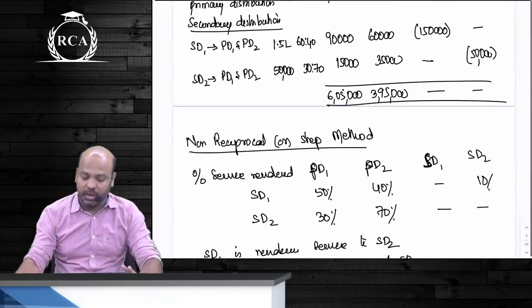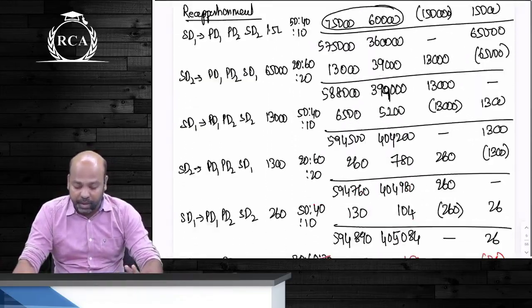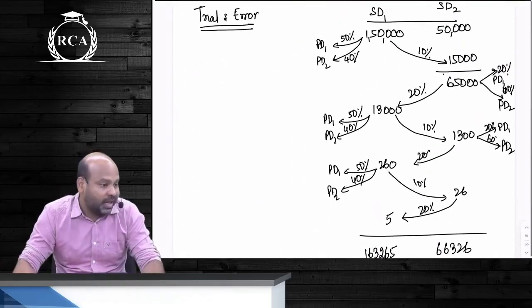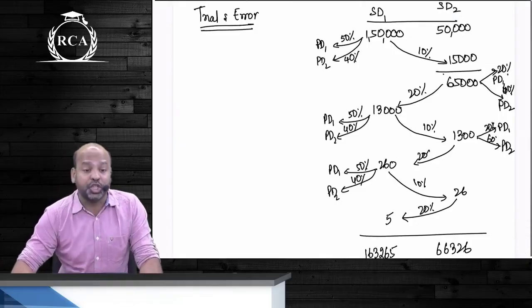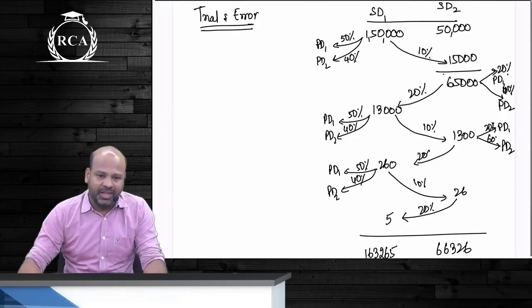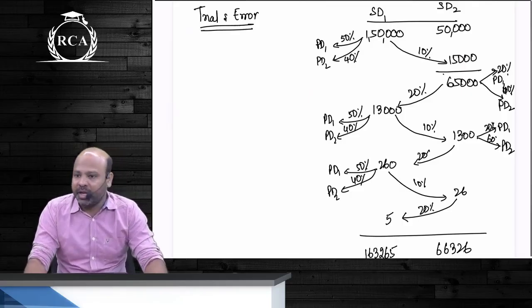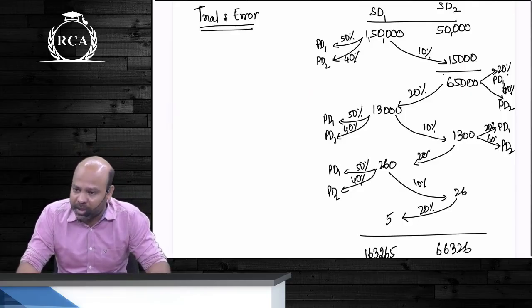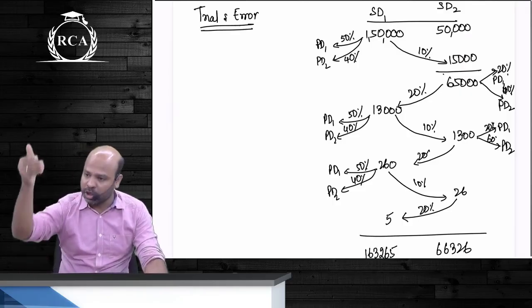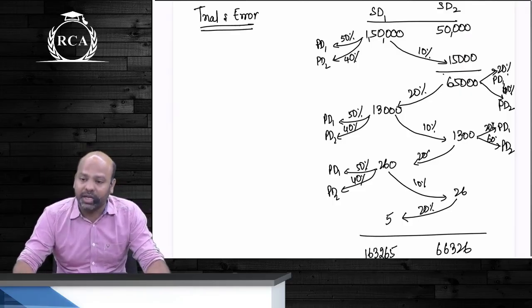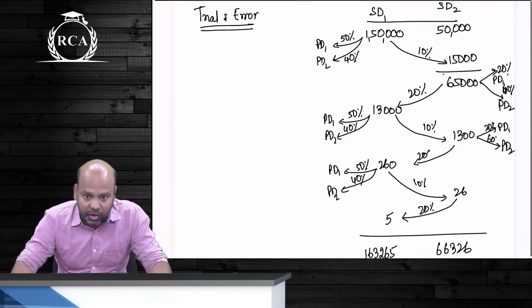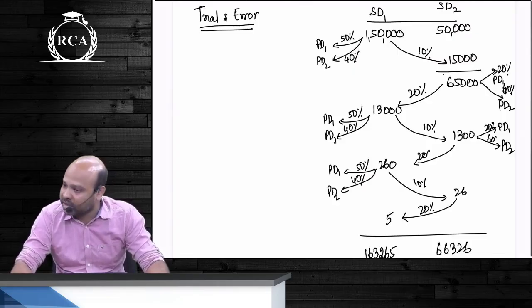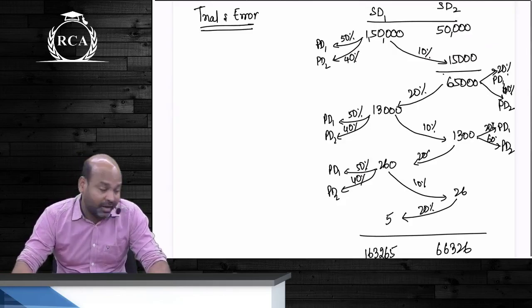Trial and error method, guys, is a copy of the repeated redistribution method, just that at every step we do not show how much is the amount that is being allocated to production departments. Instead, we only show the amount, beta, that is being redistributed to the other service department. In the end, you will total up all the amounts and then transfer the entire amount at once to production departments. Just be careful, you do not divide in the ratio, you multiply by percentages. Okay, that is trial and error method.